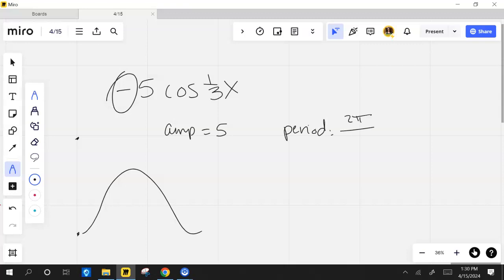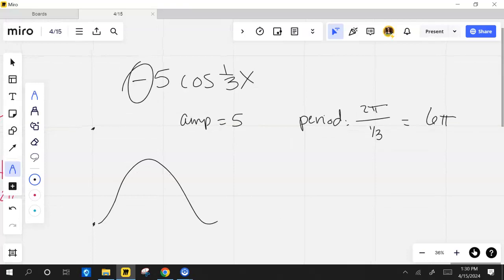Remember, it's 2 pi divided by the B. It flips it. It's that reflection. So what's the period? 6 pi. That means it's really stretched out. Whereas it did take this far to make it up to a height of its maximum, it's probably going to go this far before it hits its maximum. Does that make sense? Y'all see how these numbers are impacting my sine and cosine waves? One more.